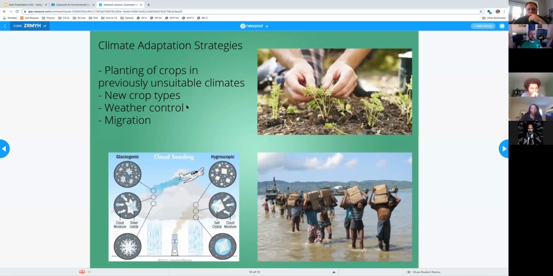Weather control is both mitigation and adaptation, because we know that if we seed clouds, we can increase reflectivity. We also know that this geoengineering strategy can be used to reverse some dry weather. If you seed a cloud, that increases potential precipitation in areas that are dry. And finally, migration. Migration is happening in lots of places already. It's not necessarily a positive strategy, it's a necessary strategy in lots of parts of the world where we just can't survive in particular locations anymore.